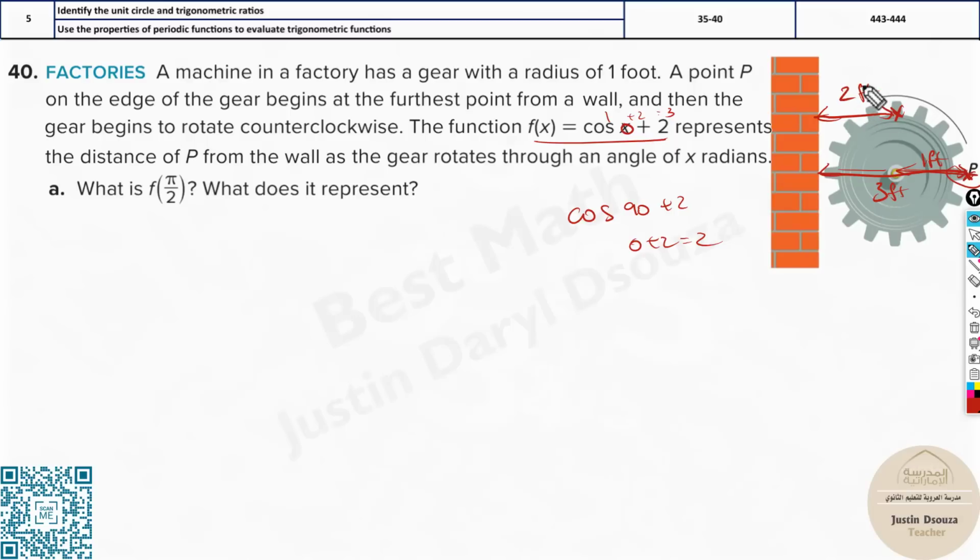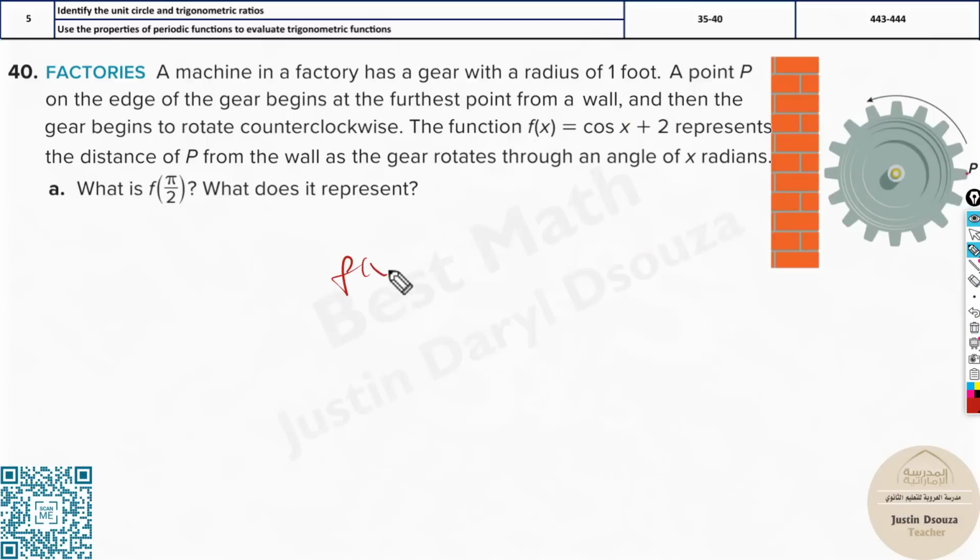Over here it was 3 feet, the total maximum distance. I'm just telling you, as it moves over here, how much will it be? It'll be just 1 feet, because it'll be minus 1, right? So 2 minus 1 will be 1 feet remaining. So that is the situation over here. Now what does this particular function represent?